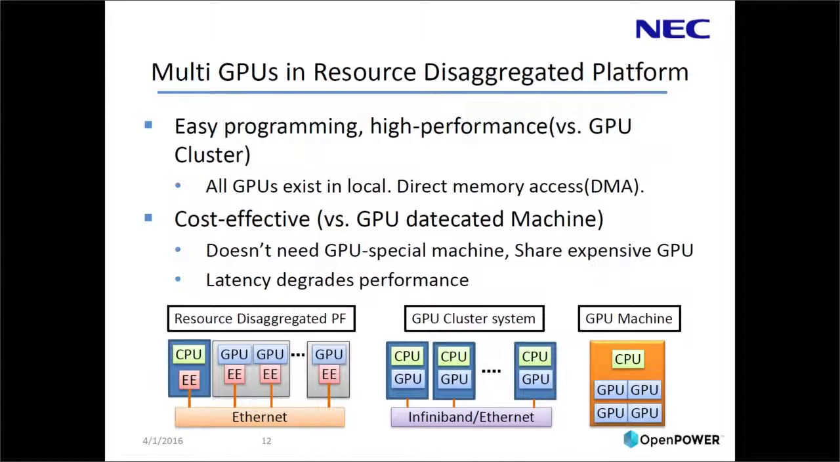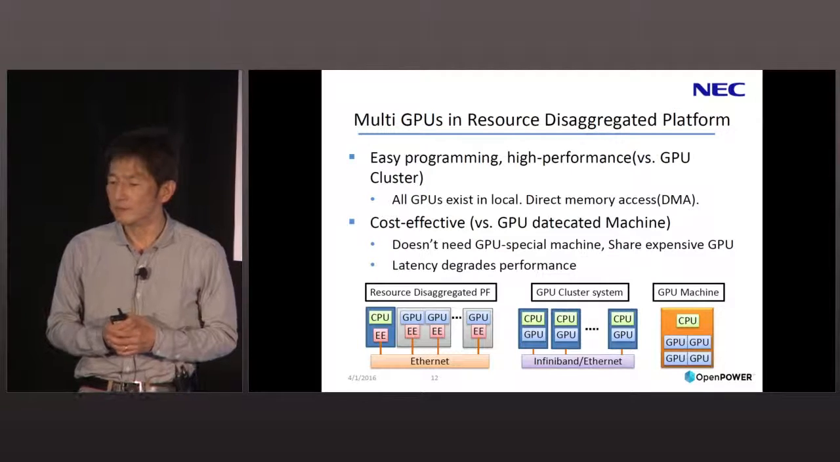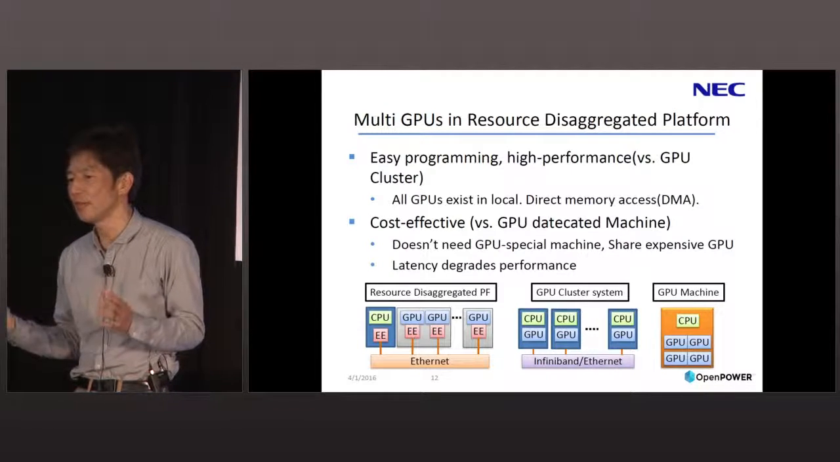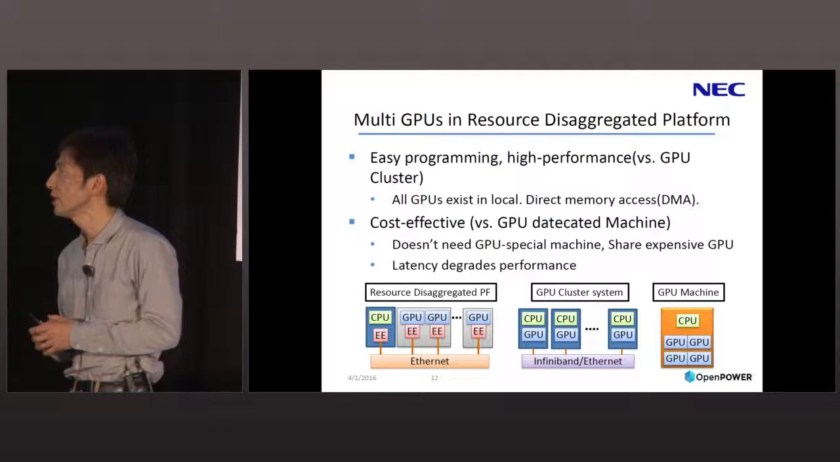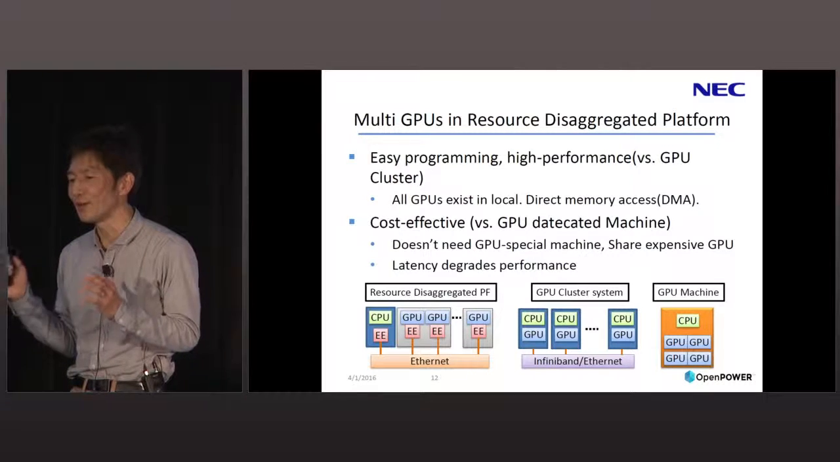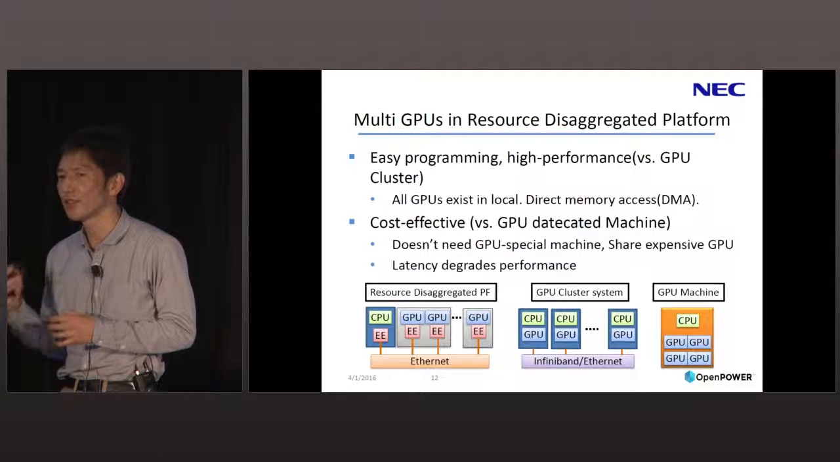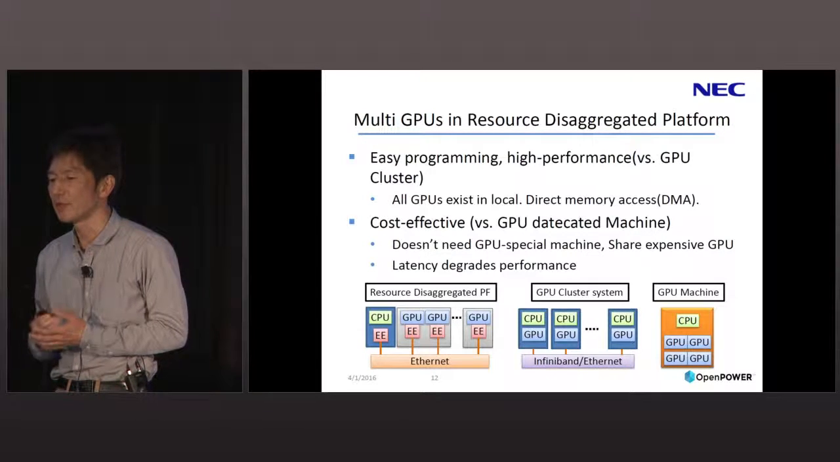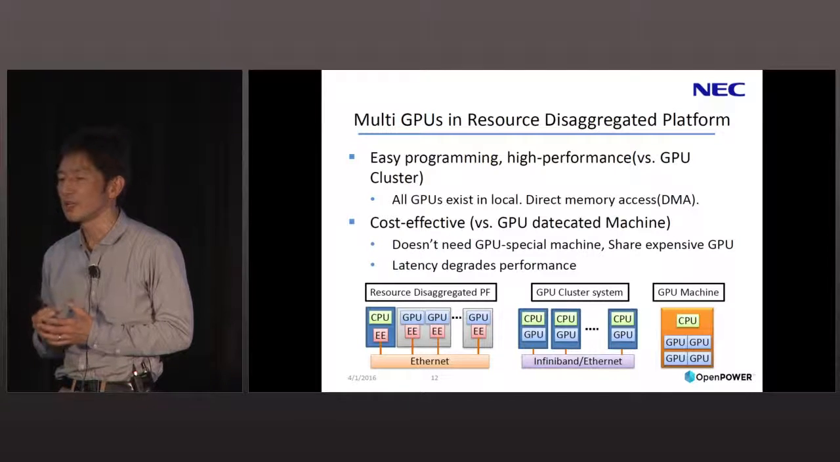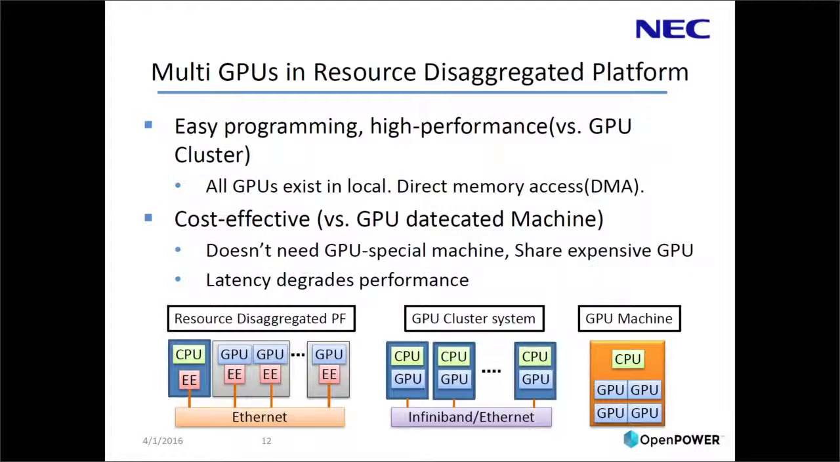So probably the interesting application for the resource disaggregated system is multi-GPU system. All the GPUs are local and data transfer is direct memory access. So we can expect high performance, and also we can expect the scale-up of the performance along with the number of the GPUs. We worked with Professor Amano in Keio University on this work.